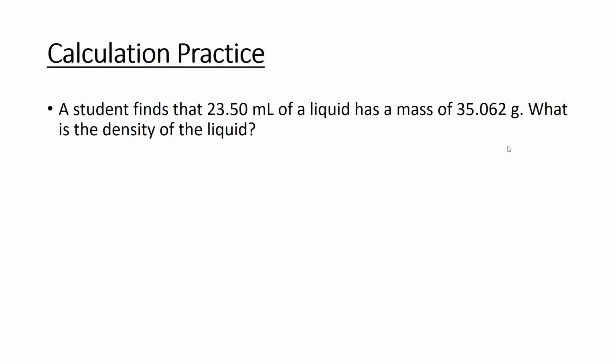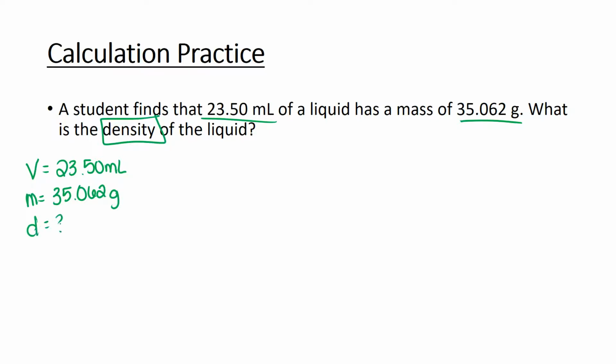So from here, we have a practice problem. I'm going to show you what the expectation is for how I expect these to be solved. It says a student finds that 23.50 milliliters, so this is volume, has a mass of 35.062 grams, and it's asking what is the density. So we know density is M over V. We're not doing anything different with our equation yet.